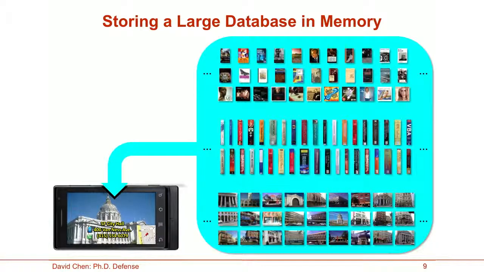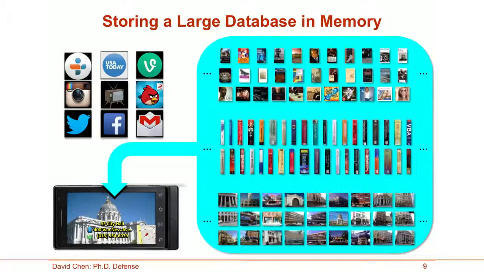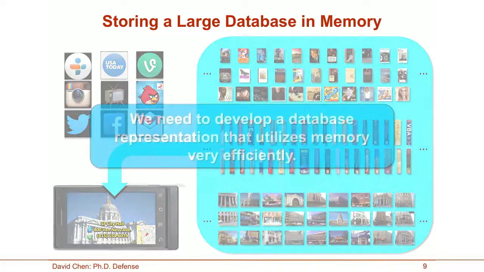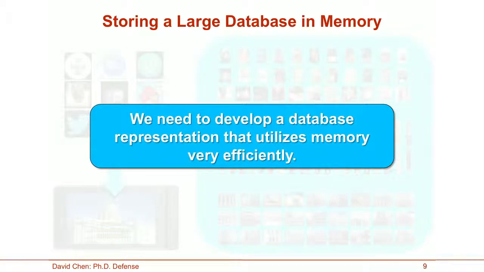An attractive alternative scheme would be to store the database directly on the mobile device. But now we really have to contend with the small memory capacity of the phone, which is typically 1 to 2 orders of magnitude smaller than the memory capacity of the server, and this memory space has to be shared with all of the other apps that the user is likely to run concurrently. So here we've identified a second major requirement of our database. We need to develop a database representation that utilizes memory very efficiently.